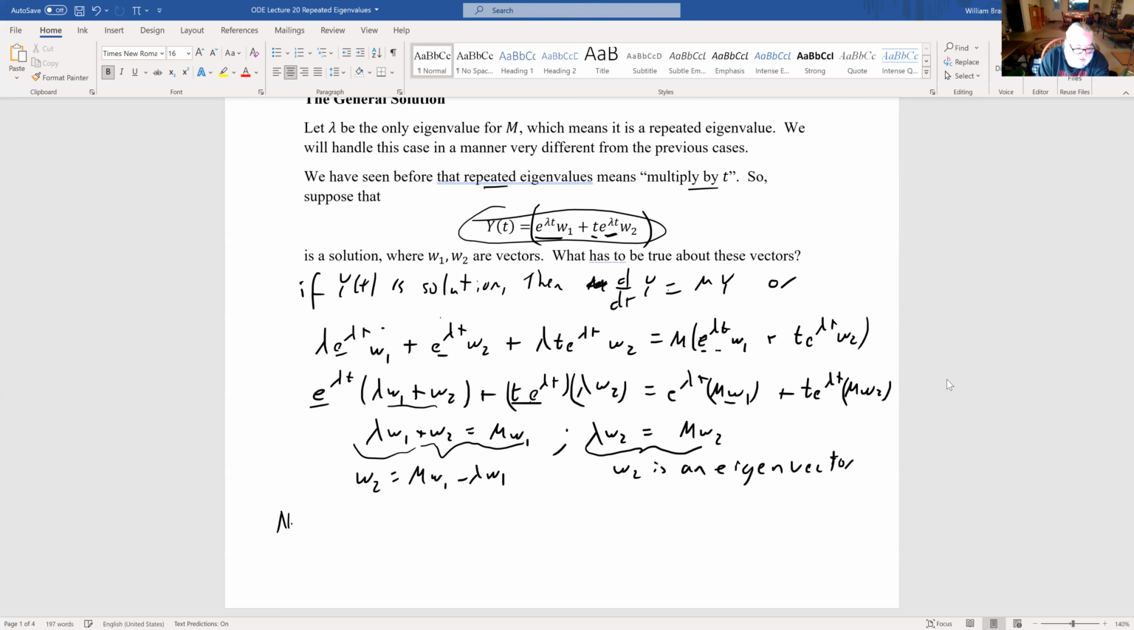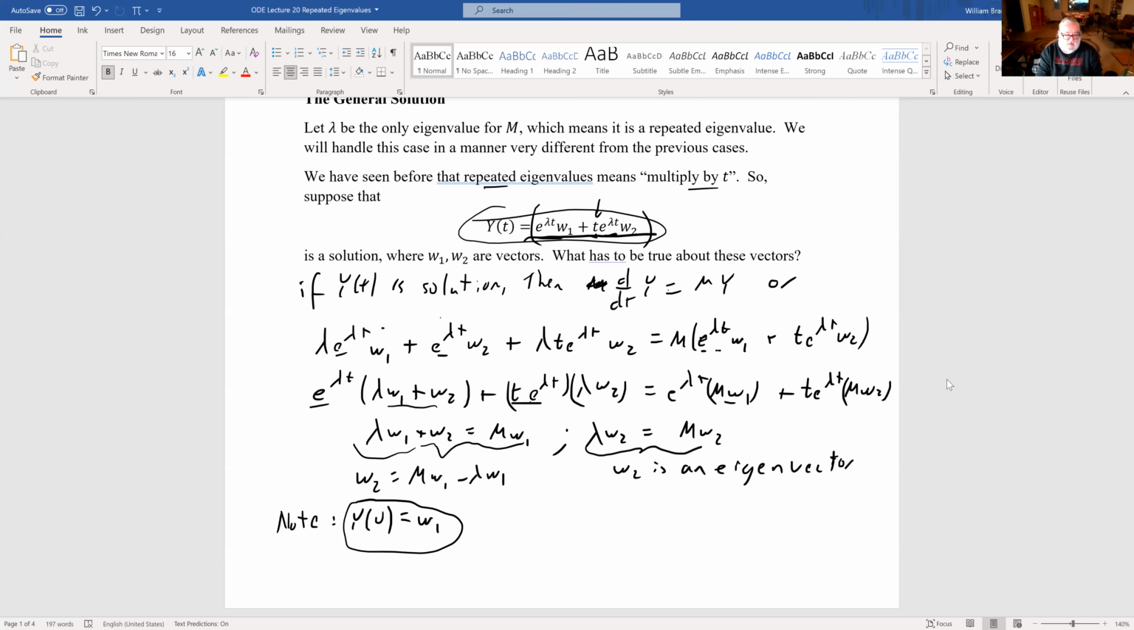And we want to make a note here. What is y at 0? If I take this equation and plug in t equals 0, what do I get? I get e to the 0 times w1, but e to the 0 is just 1, plus 0 times 1 times w2, if we plug in t equals 0 there. So the initial condition is just w1.